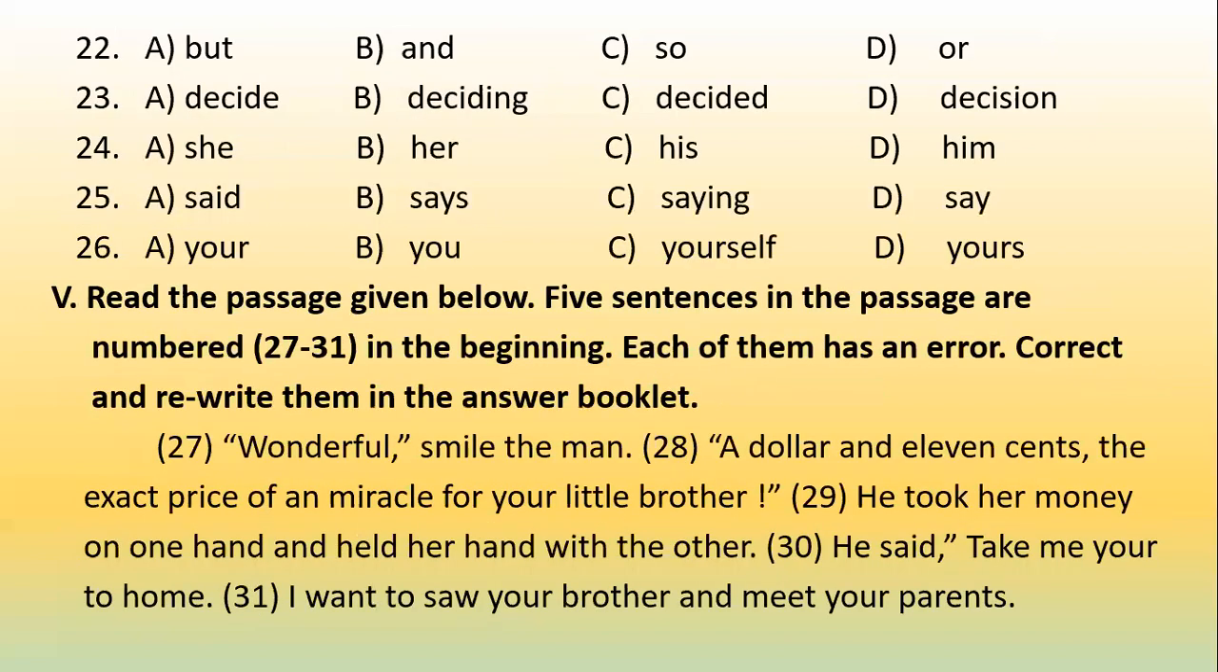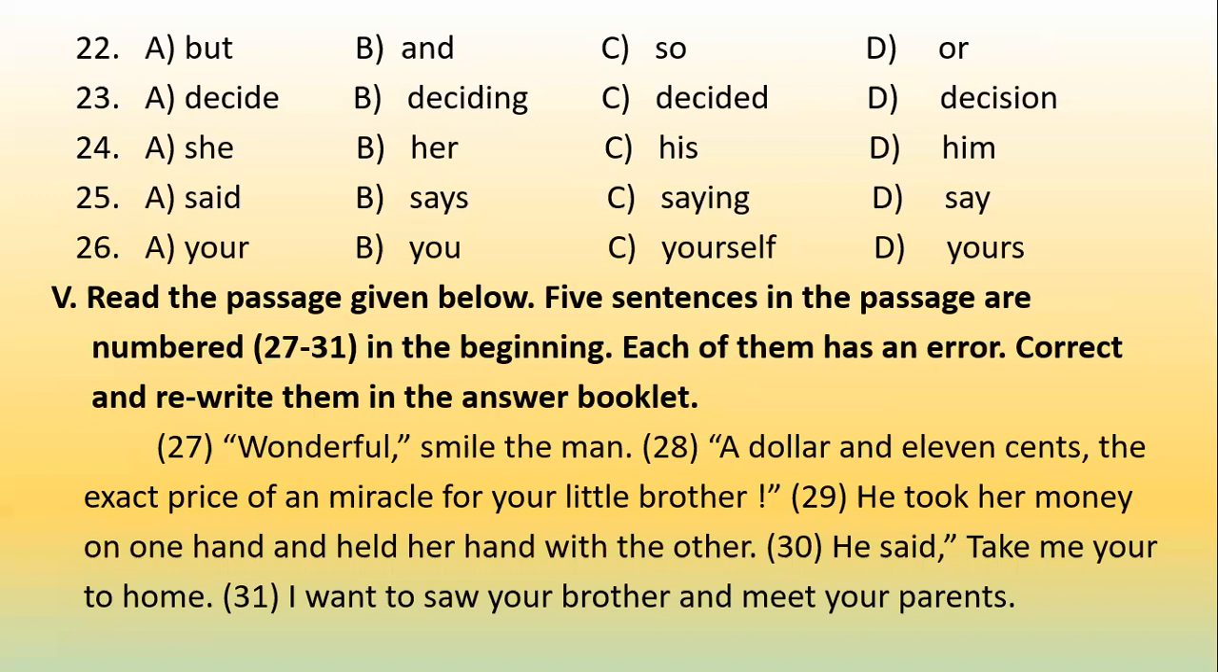Now, fifth Roman number. Read the passage given below. 5 sentences in the passage are numbered 27 to 31. You can see in the beginning. Each of them has an error. So there is a mistake. Till now, in the previous passage, the mistakes or underlined words were there. But here, no underlining. Only thing is, while reading, we have to find out the mistake and correct and rewrite them in the answer booklet. You have to write the whole passage. So let us start reading.